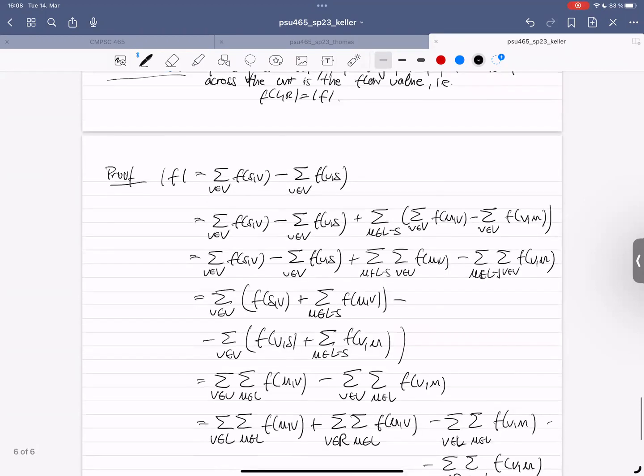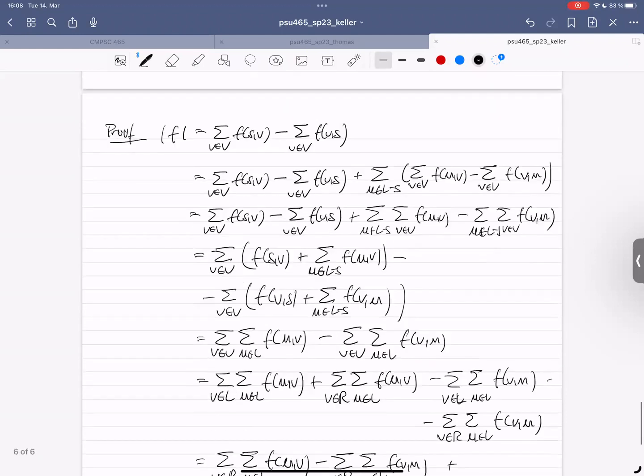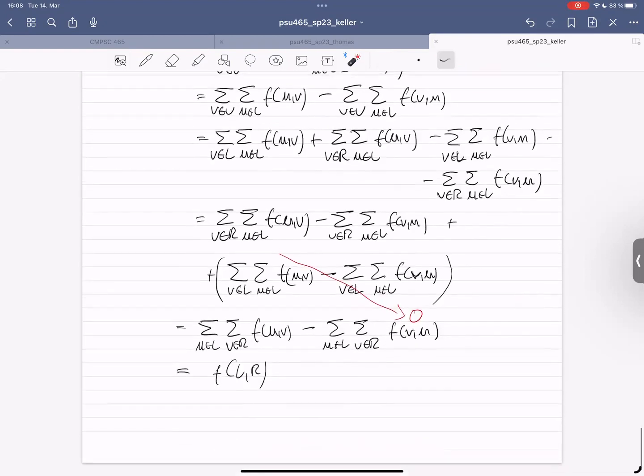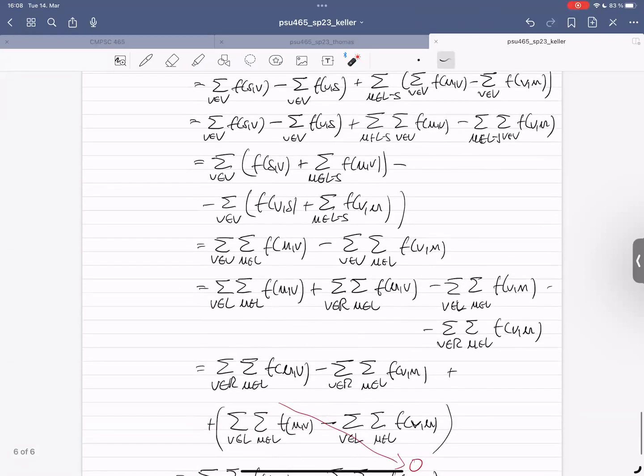And this is exactly what we wanted to show. We wanted to show that if I look at any cut and any flow, and I look at the net flow across that cut, this is exactly the same as the value of that flow. And this is what this equation shows. We started from the value of the flow here, and we ended up in this chain with the net flow across our cut from L to R. And that proves this lemma.